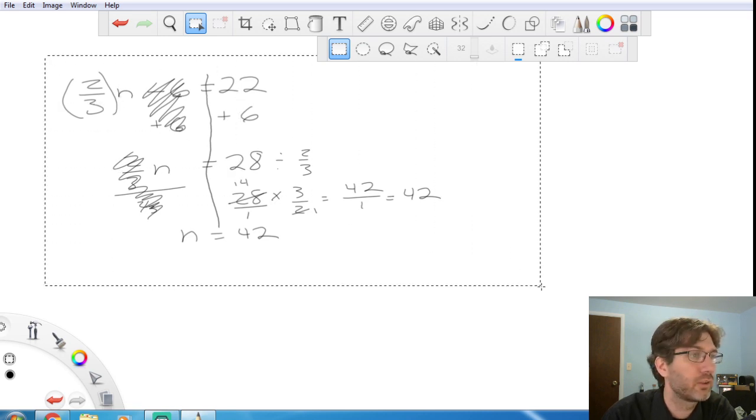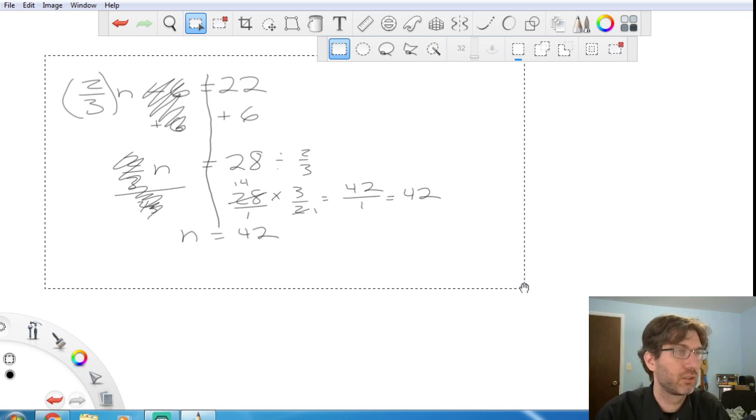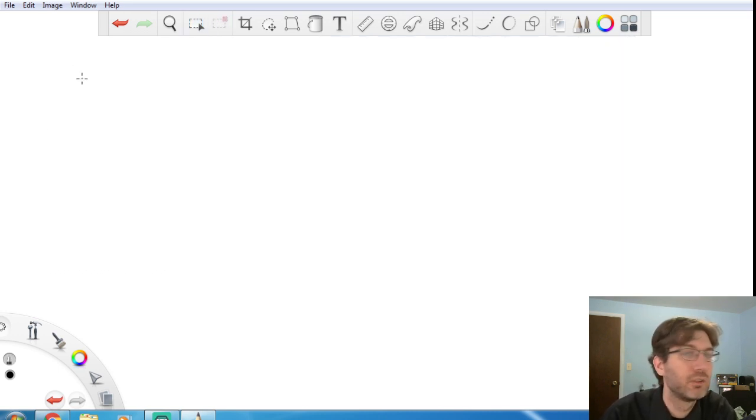We can do another one, where we have a negative fraction. So here we're going to have negative 7/10 k plus 14 equals a negative 21. And again, you want to solve for k. So we want to know what our unknown is. We want to get an answer for k.